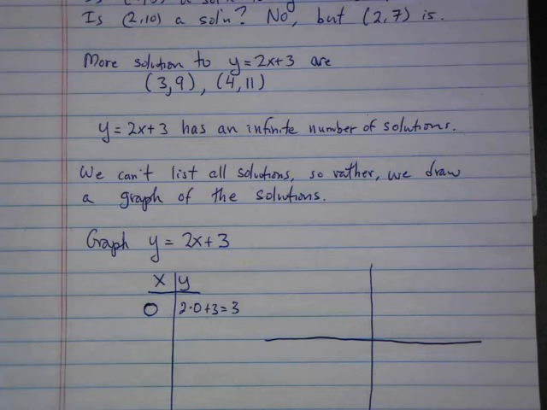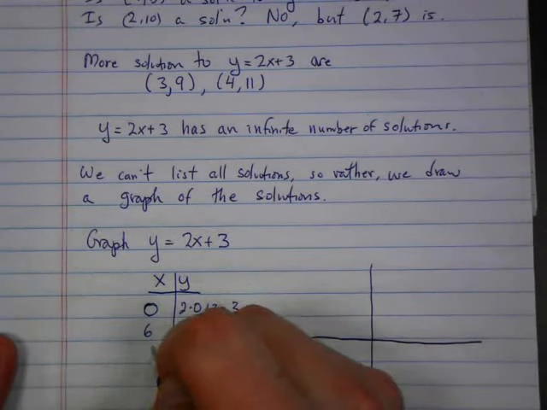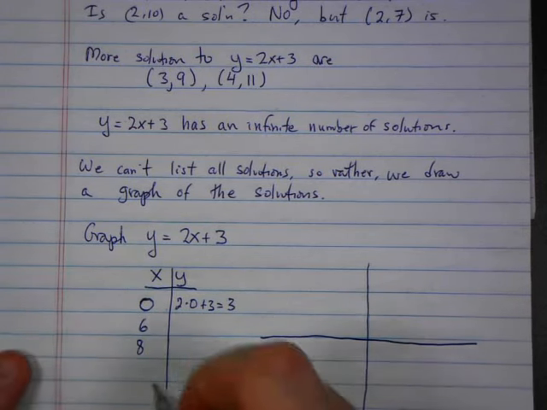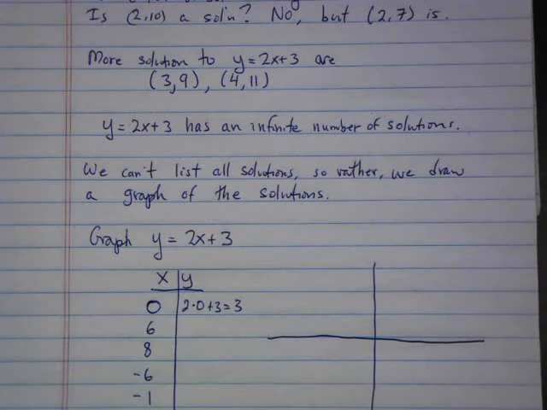Then I would probably suggest that you pick 2 positive numbers and 2 negative numbers. So tell me your favorite 2 positive numbers in the whole wide world. 6 and 8. All right, now I would have gone with 1 and 2, but you guys like bigger numbers apparently, 6 and 8. I would have gone 1 and 2, but that's okay. Tell me your favorite 2 negative numbers in the whole wide world. Negative 6 and negative 1.